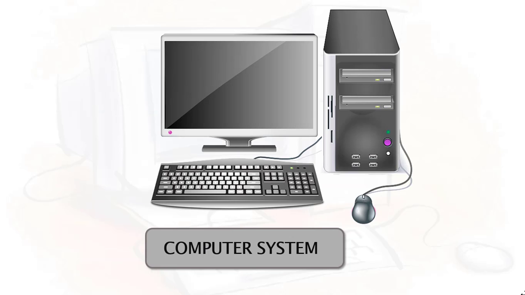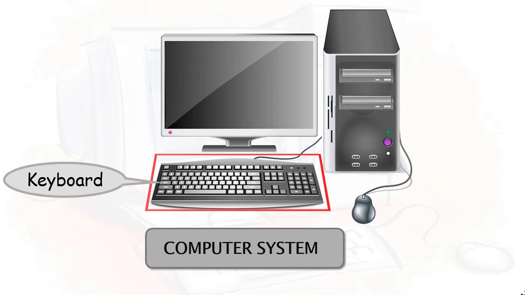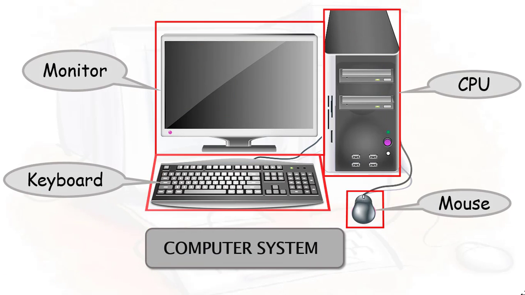Let's begin. We are all aware of this system, which is known as a computer system. But this system contains many parts, like our body contains ears, nose, eyes, legs, hands. In the same way, this computer system also contains some parts like monitor, CPU, keyboard and mouse. These four parts of the computer system are known as the basic or primary parts of the computer system. Without these four basic parts, we cannot use a computer system.